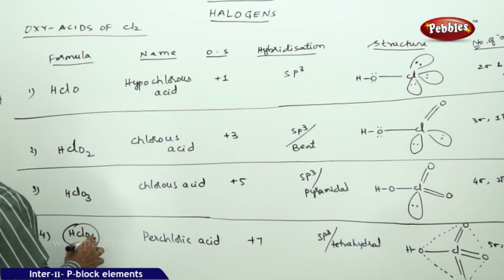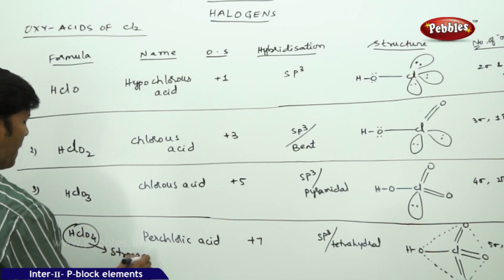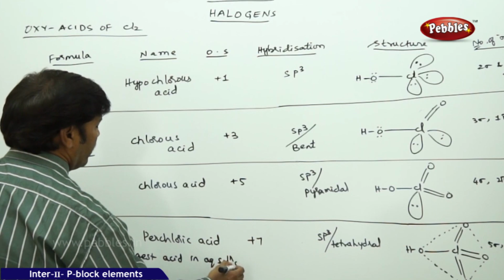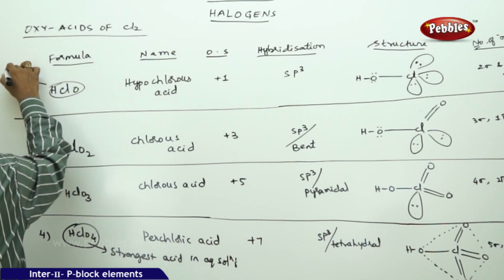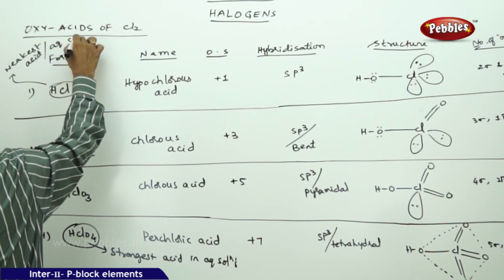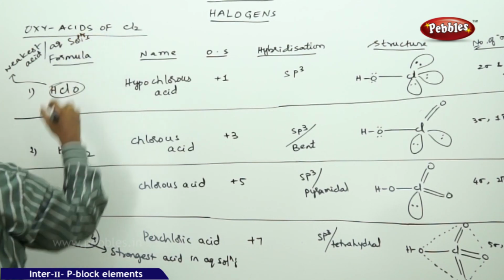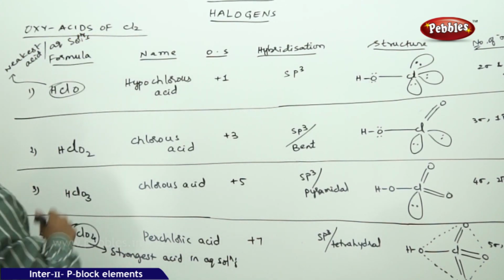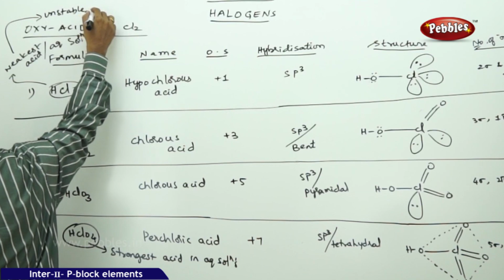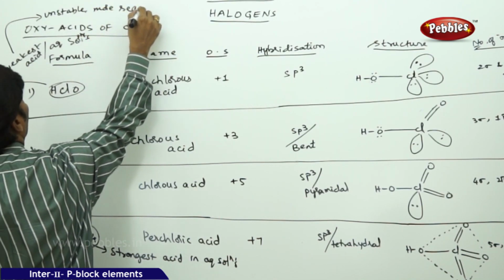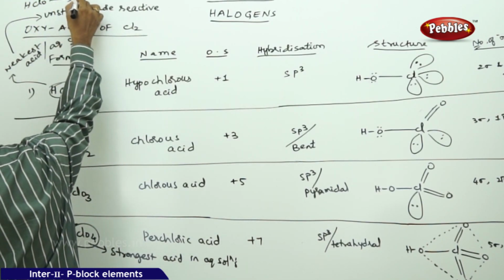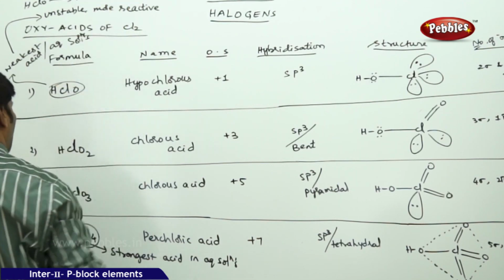Here what I can say is this is the strongest acid in aqueous solutions, and this is the weakest acid in aqueous solutions, and it is highly unstable and more reactive. Since it is more reactive, hypochlorous acid gives one hydrochloric acid and one nascent oxygen.